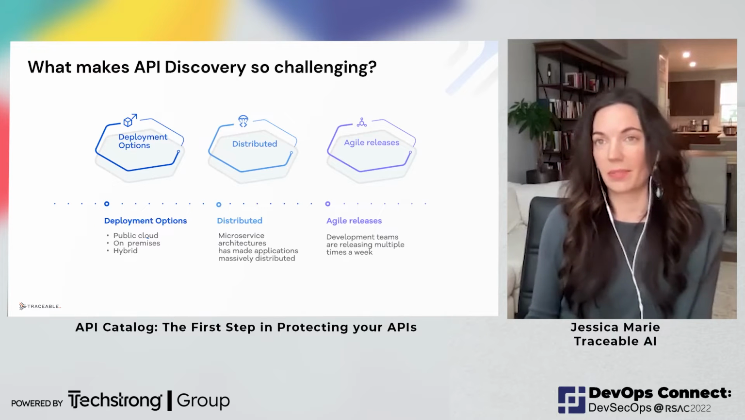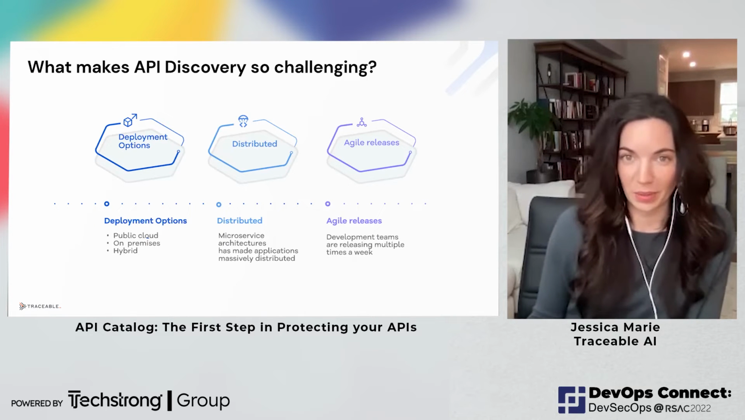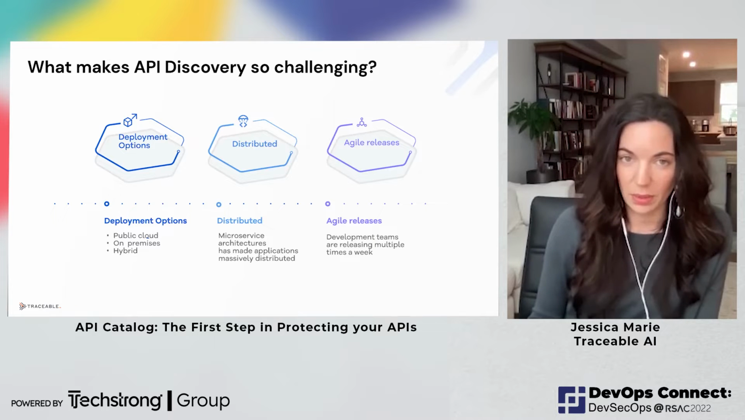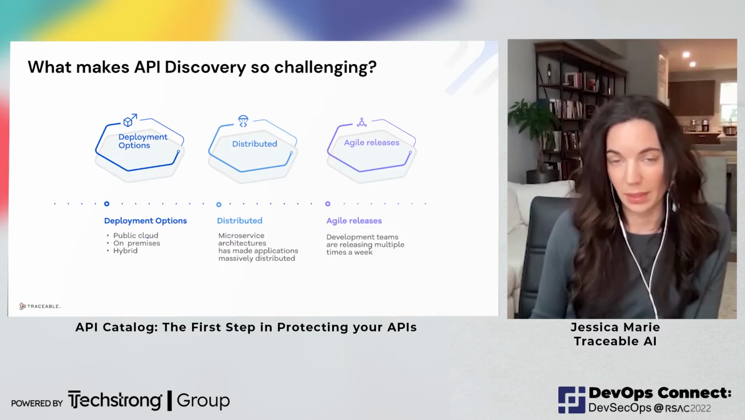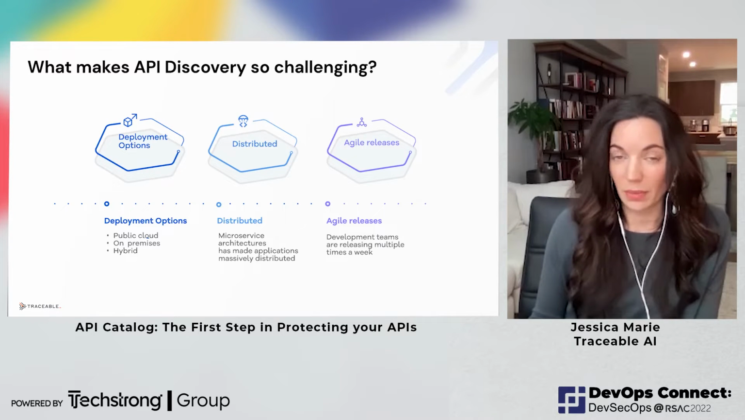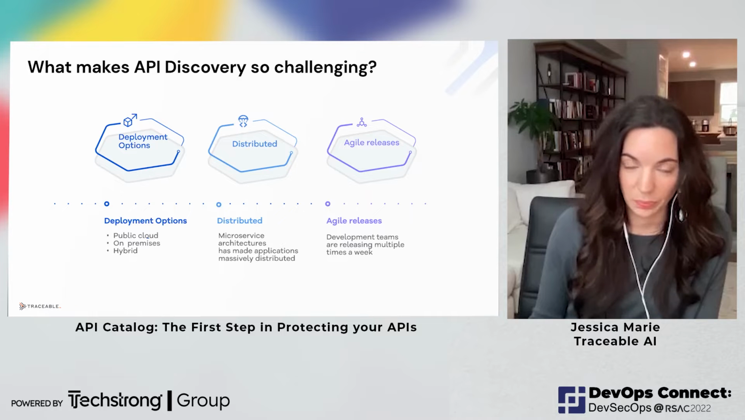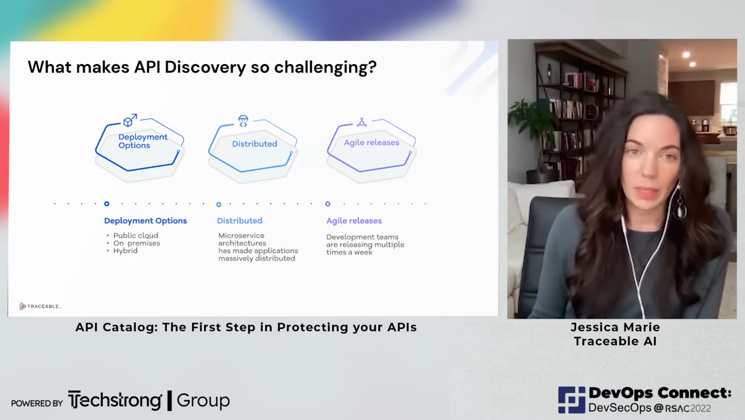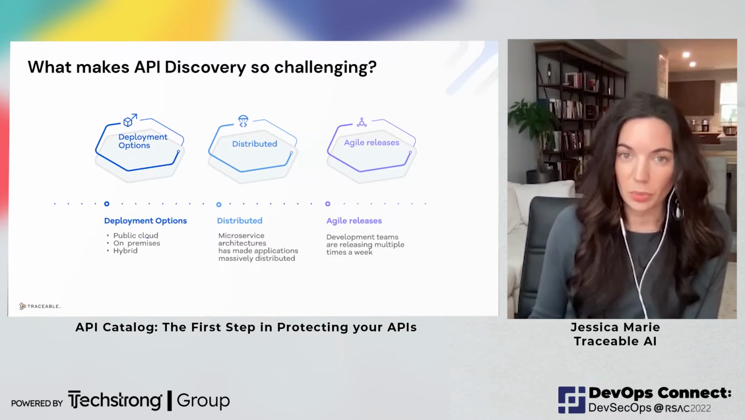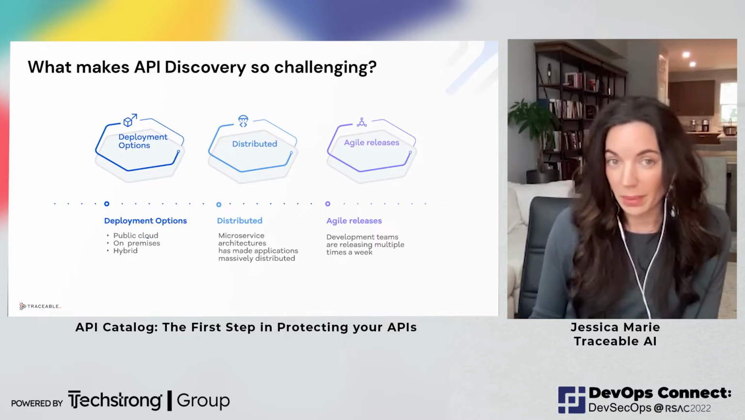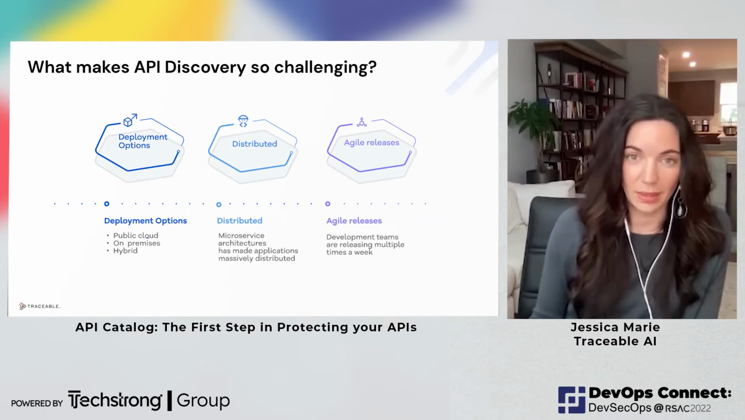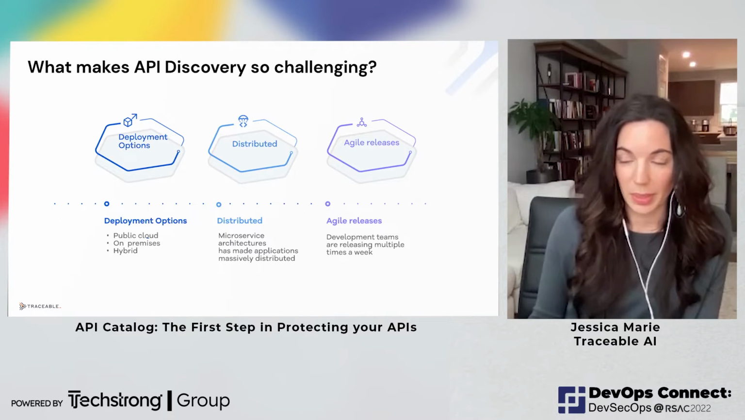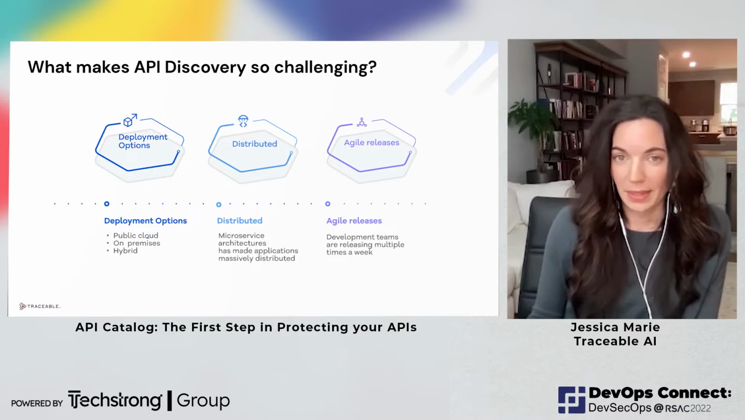So, what makes discovery so challenging? There's several reasons, but these are really the top ways that can make the discovery of APIs more difficult. So the first is about deployment options. There's numerous options now, and there is the public cloud, on-prem, and hybrid deployments, depending on what your organization needs.